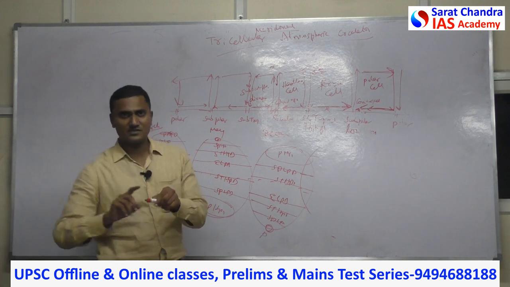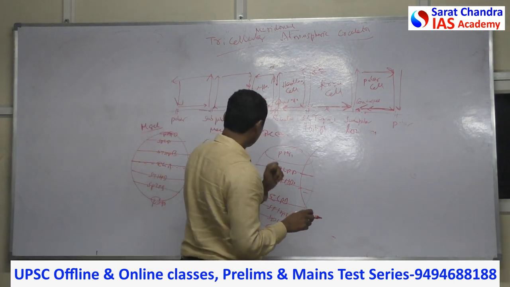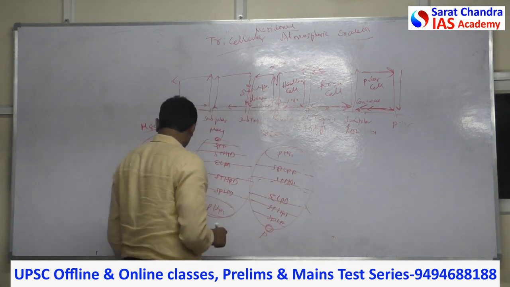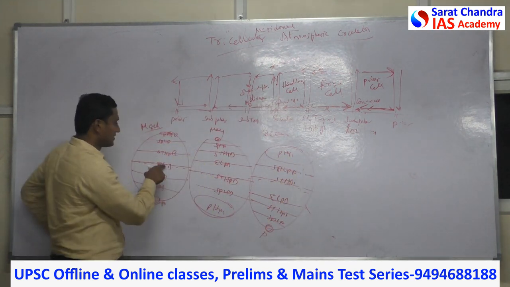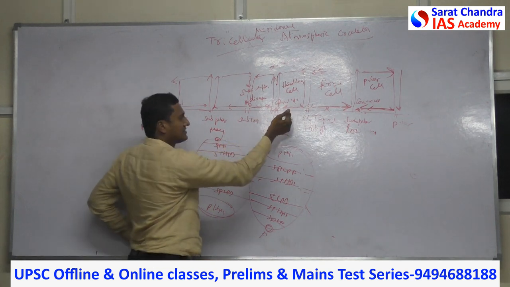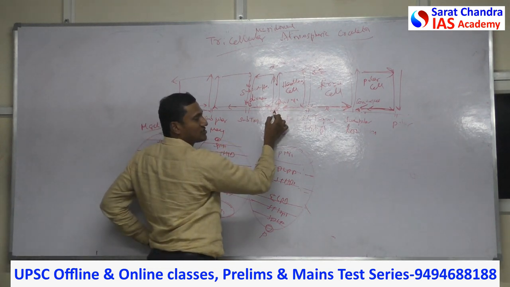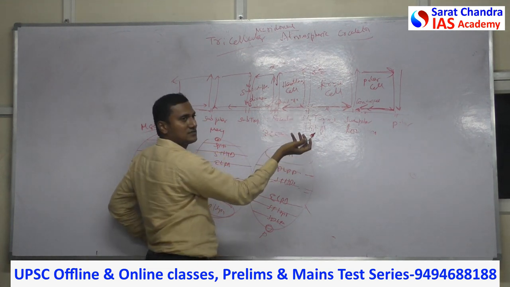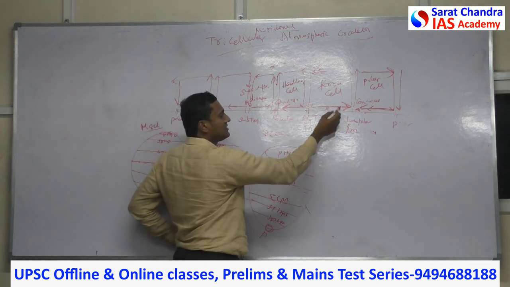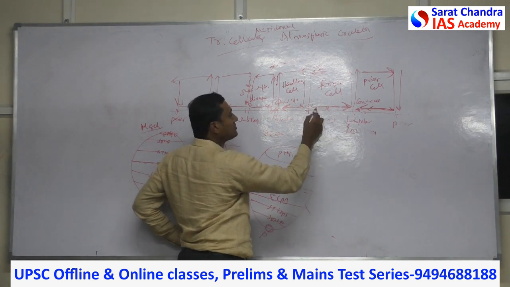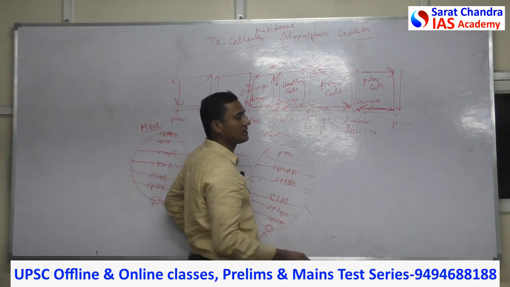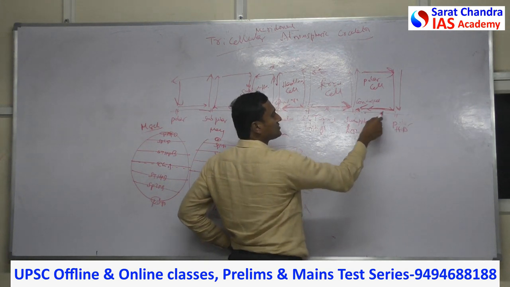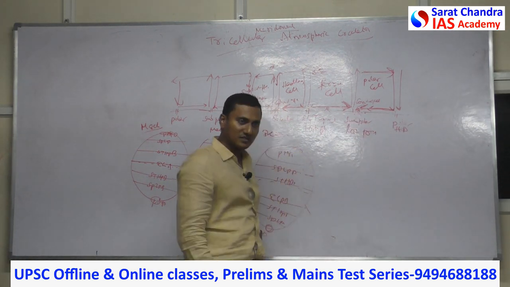Friends, before planetary winds, let me tell you, see. From this equator, low pressure belt, this is subtropical high pressure, so wind moves like this. Subtropical high pressure belt, this is subpolar low pressure belt, so wind moves like this. I have drawn it, it's over. Here, polar high pressure, subpolar low pressure, so wind moves like this. That's all. These are all winds.